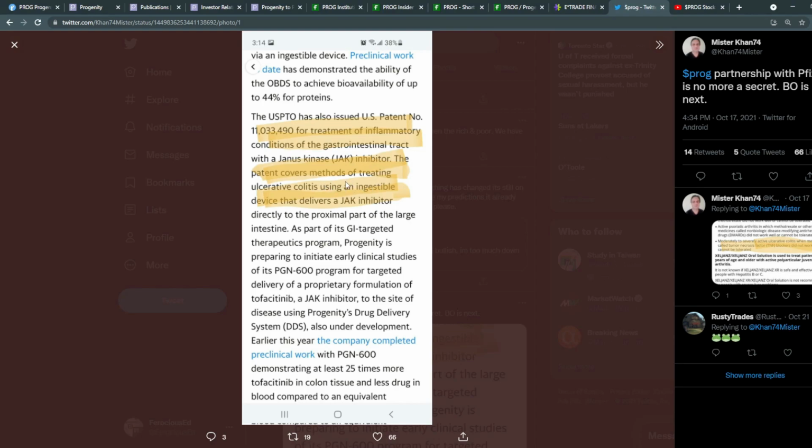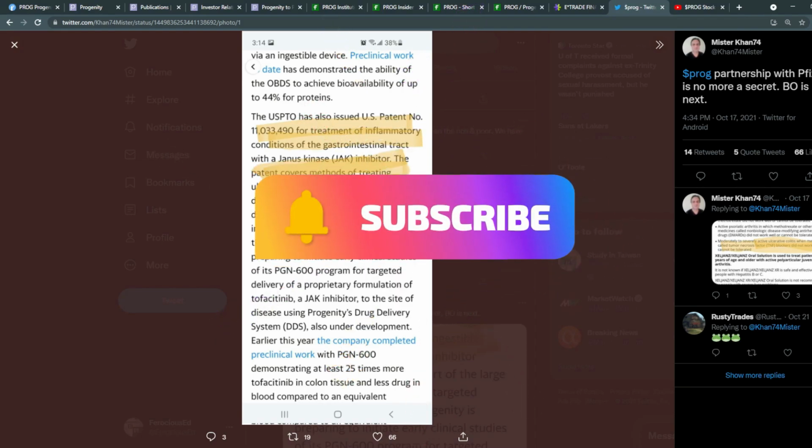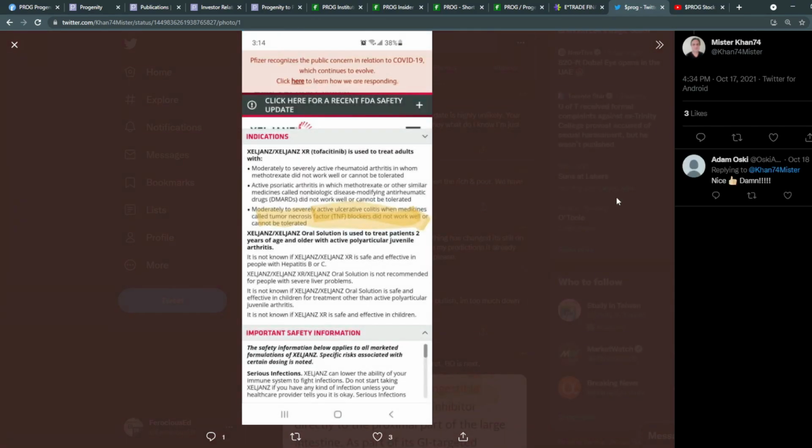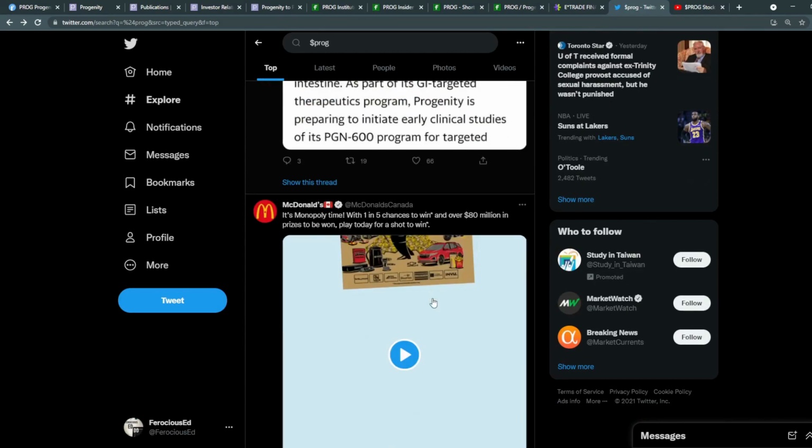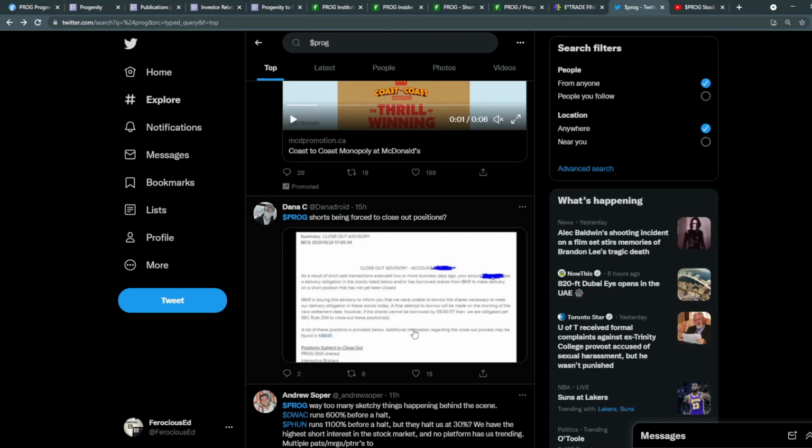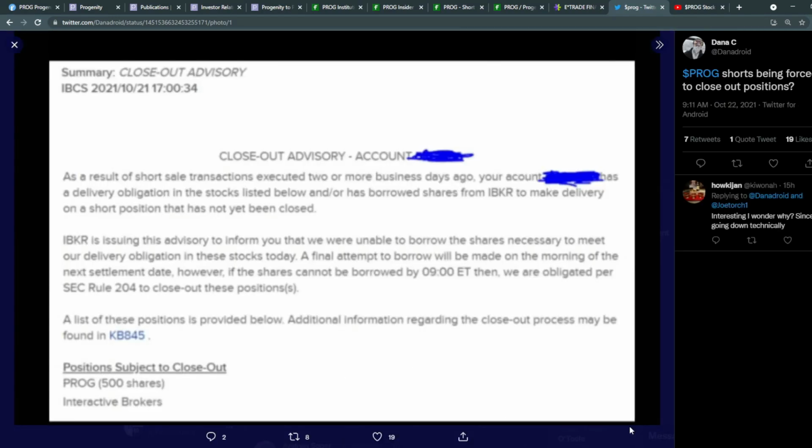The patent covers a method of treating ulcerative colitis using an ingestible device that delivers a JAK inhibitor, and then they went back and linked it to moderately to severely active ulcerative colitis medicines called tumor necrosis factor, TNF blockers, that did not work well or cannot be used. Now, there's no kind of thing where they're spelling it out, but these people in retail are currently trying to connect some dots. Another one here is shorts being forced to close positions.